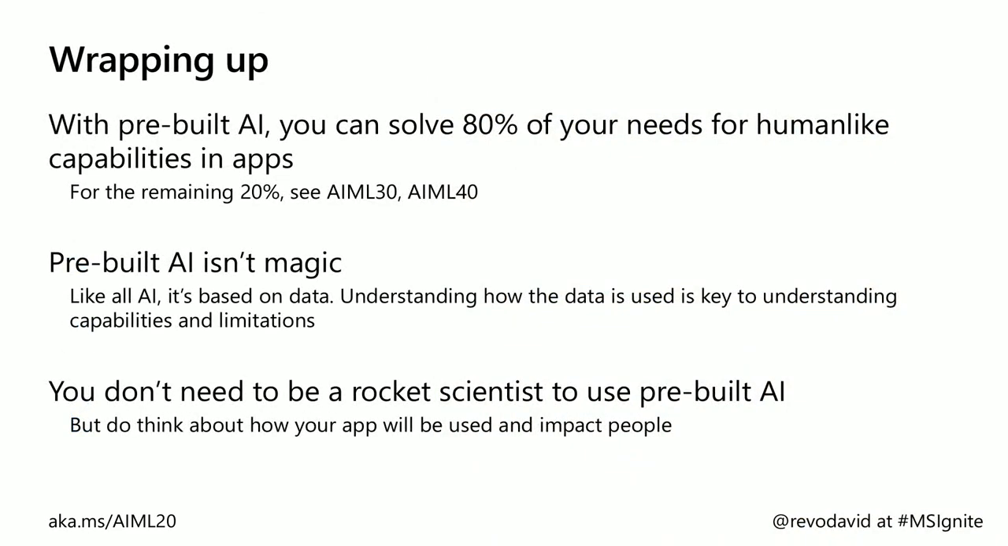All right, to finish, I hope you've seen that with this pre-built AI, you can solve 80% of your needs for capabilities and apps really quickly. If you're interested in the remaining 20% and building your own AI systems rather, have a look at the next 2 talks in this series. I hope you've learned that pre-built AI isn't magic, it's just data and numbers. But understanding how that data is used is really key to understanding its capabilities and limitations. And you don't need to be a rocket scientist to hook up to these APIs and get AI into your systems, but do think about how your app will be used and impact people.